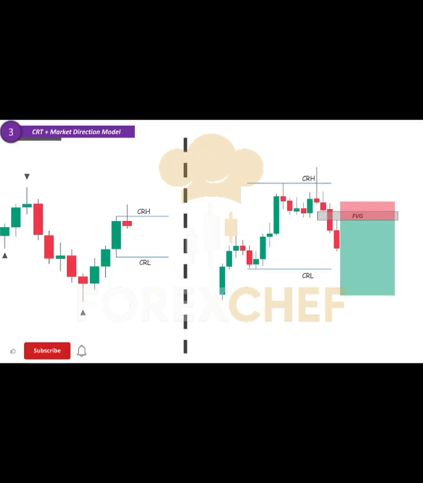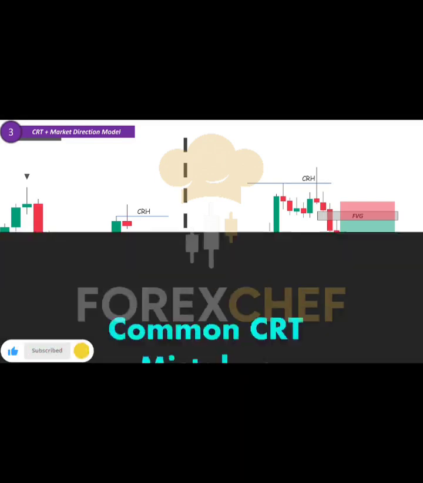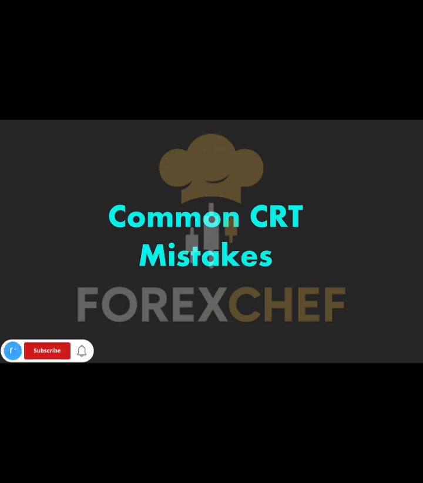zone. By waiting for a pullback into a premium area before applying the CRT, we combine three powerful elements: trend direction, manipulation, and entry from a discount premium zone, giving us a clean, smart, and high probability setup. Now that we've gone through how to apply CRT properly, let's quickly look at some common mistakes traders often make and how you can avoid them.